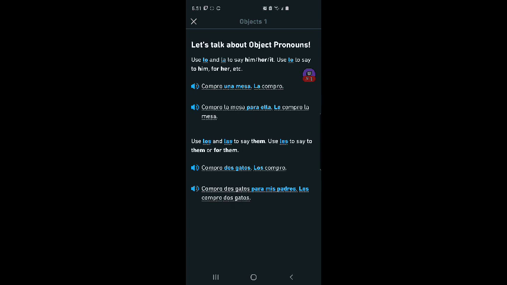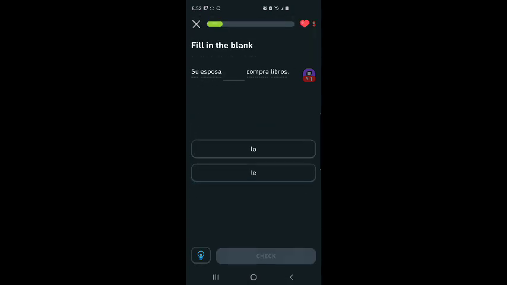Compro la mesa para ella. Le compro la mesa, which means compro la mesa para ella. I buy the table for her. Le compro la mesa. I buy her the table. Su esposa, your spouse. Compra. Is buying books. Libros. Okay.